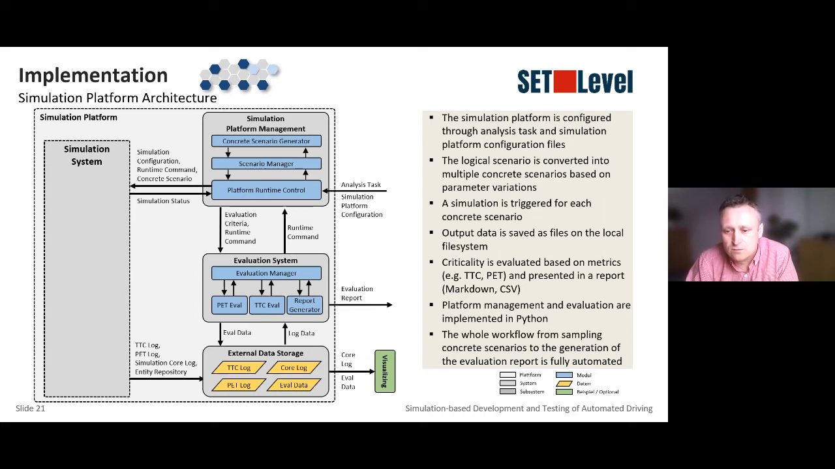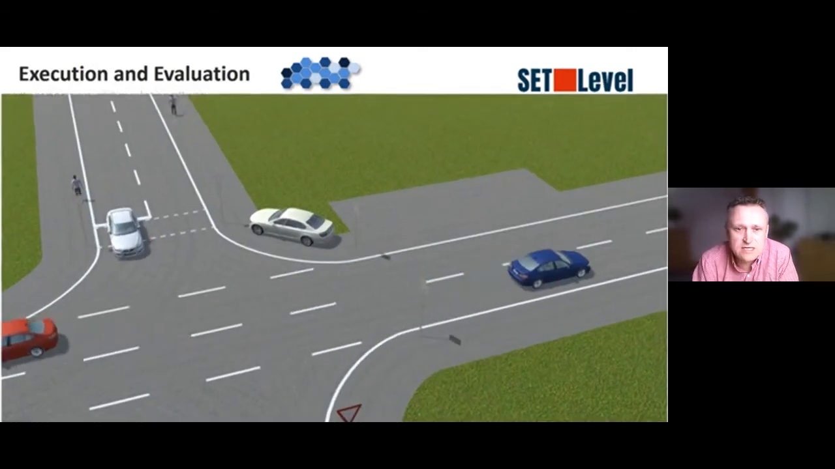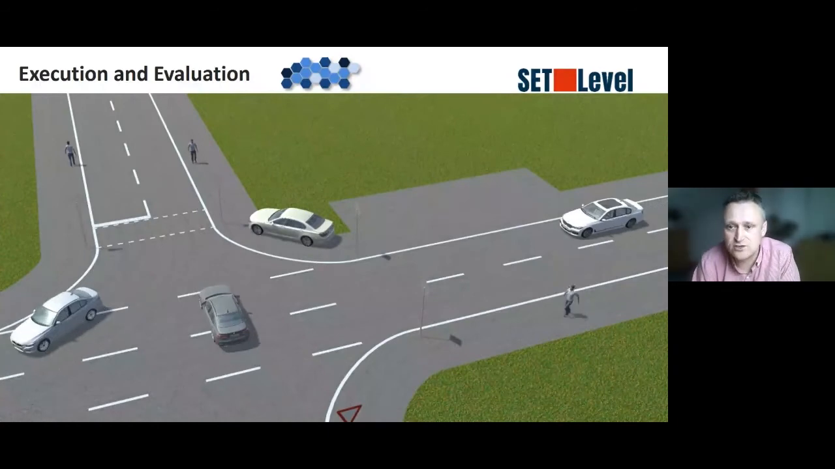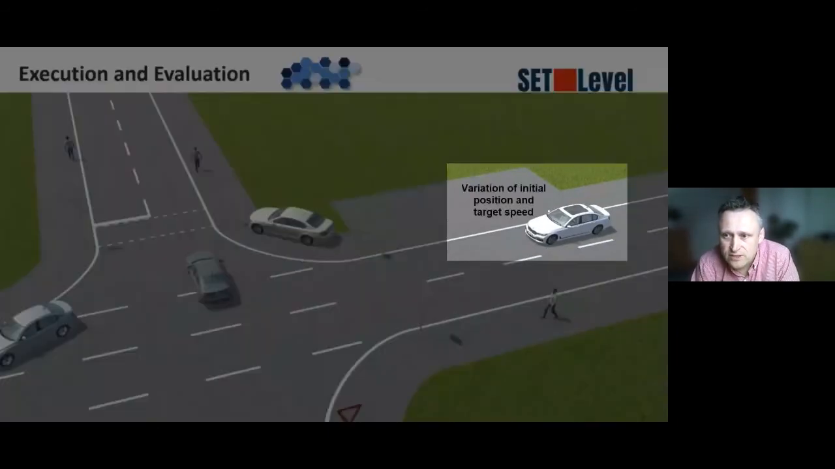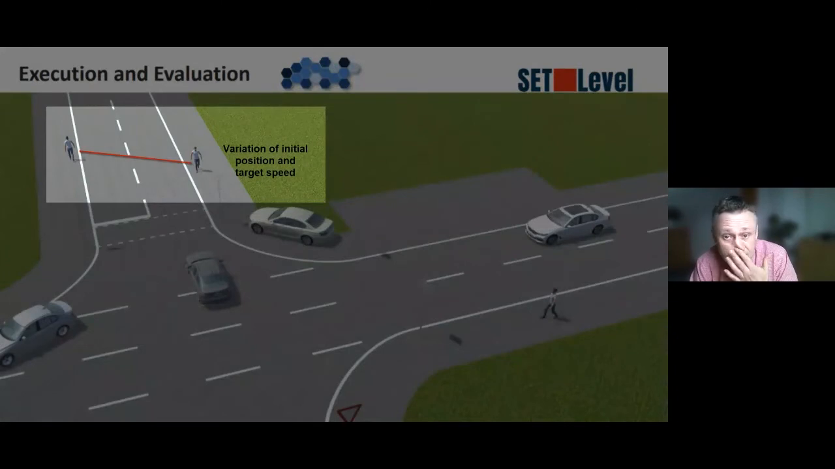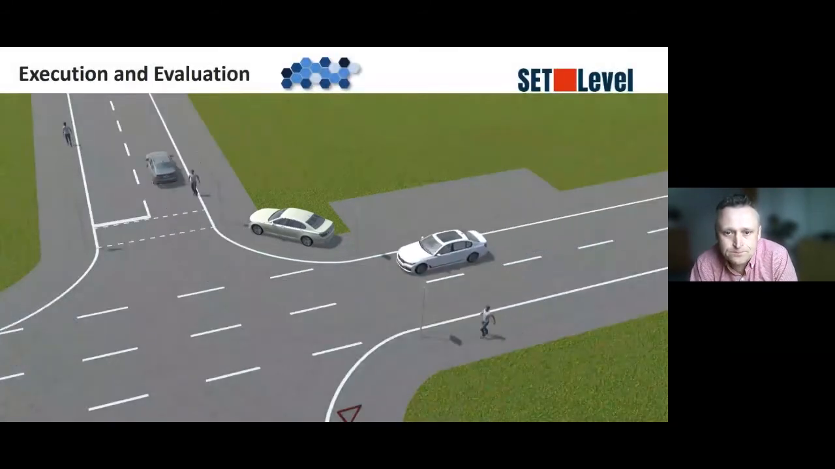In this video, we give an insight into the parameter variation and the evaluation of the simulation runs. We thereby vary the initial position and the target speed of the ego vehicle and of the two pedestrians. Furthermore, we have a parked vehicle in the front area of the intersection that provides a potential occlusion of the pedestrians.